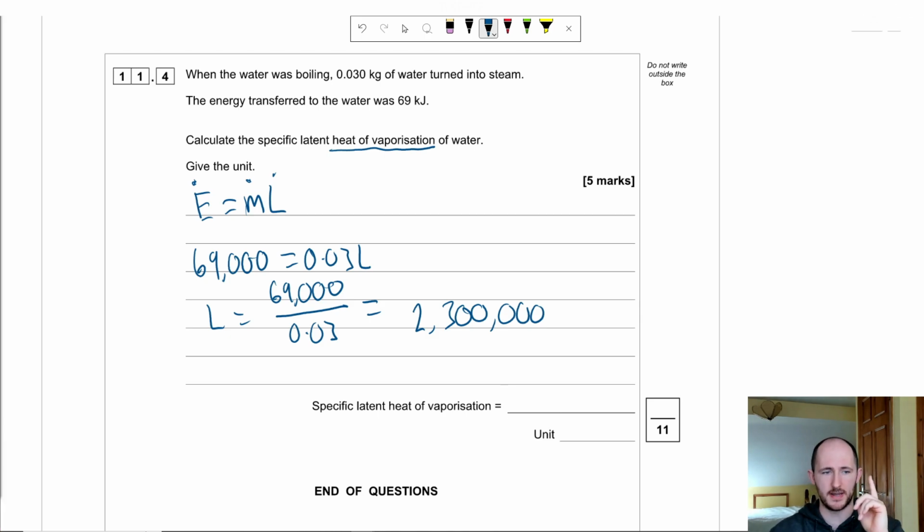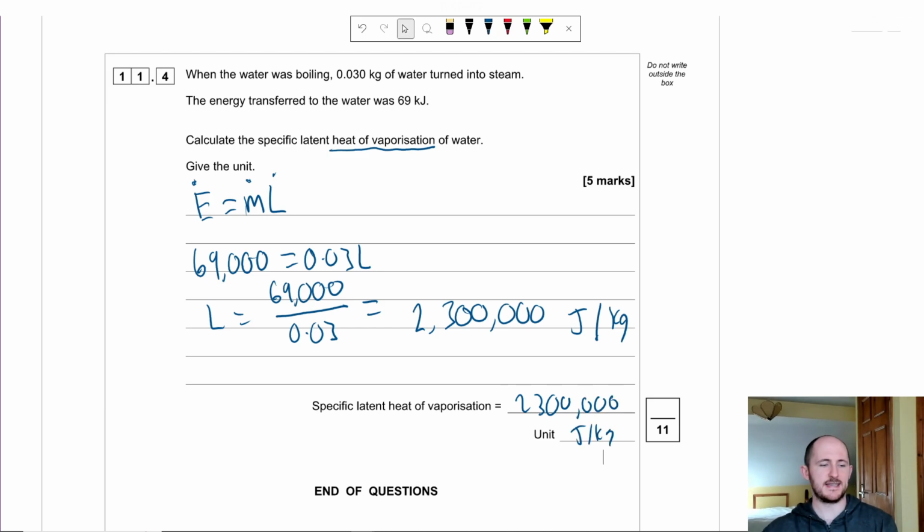But what are the units? Well, the units, if you think about the definition, it's the energy required to change a kilogram of a substance into a different state. So it's joules, the amount of energy required per kilogram, for 1 kilogram. So that's it. 2,300,000 joules per kilogram.